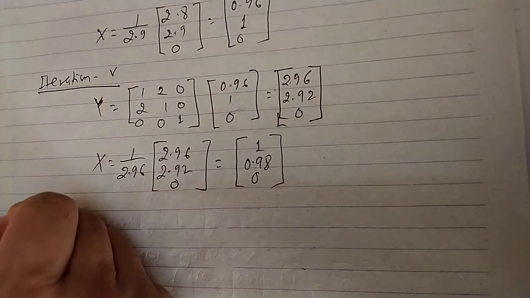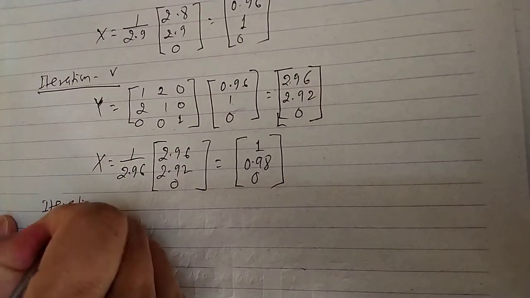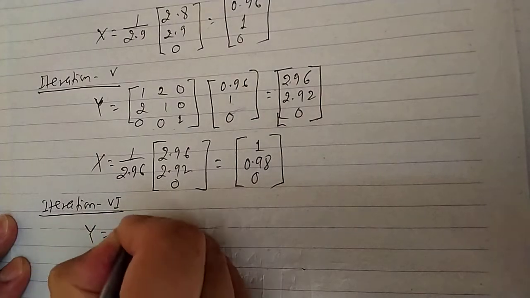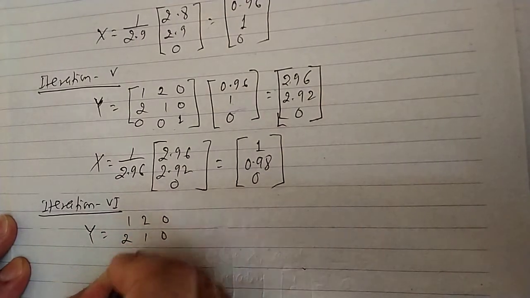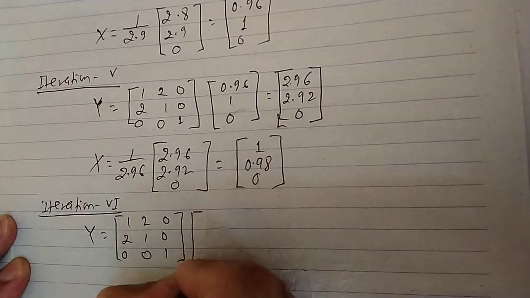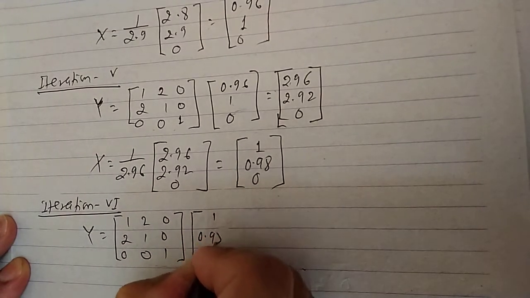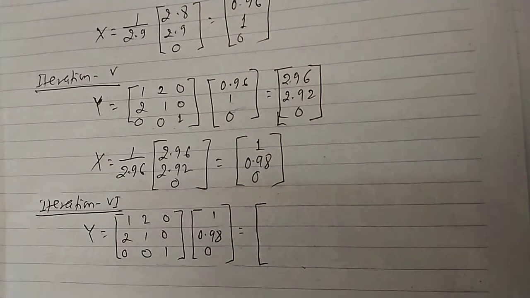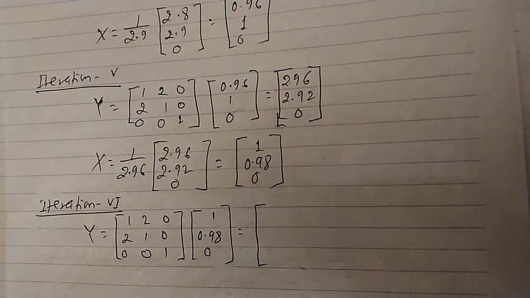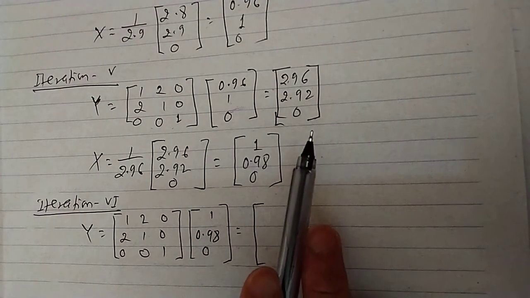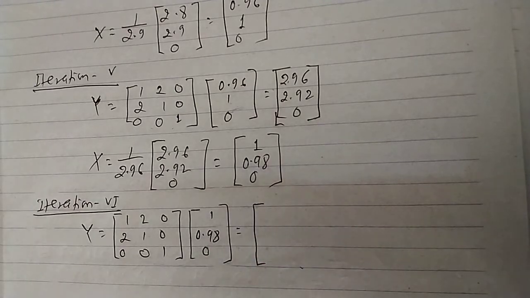So in iteration number 6, y equals [1 2 0; 2 1 0; 0 0 1] and x is [1, 0.98, 0]. So what will these values be? Let us try to get the repeat in at least 2 or 3 decimal places, at least 2 decimal places there.